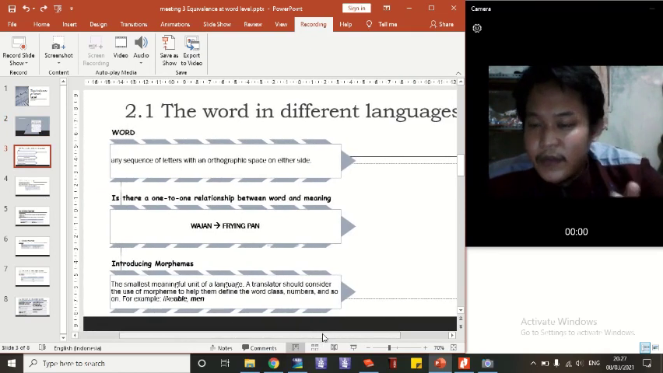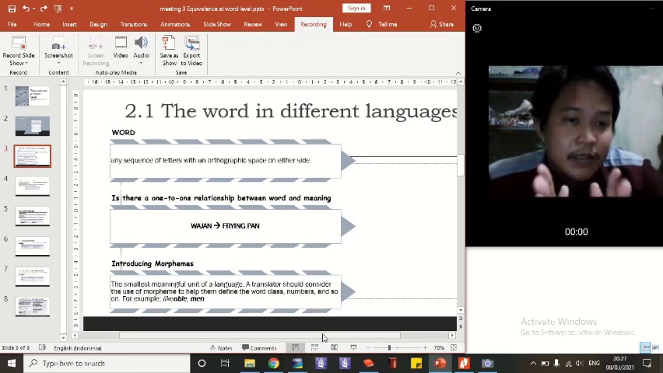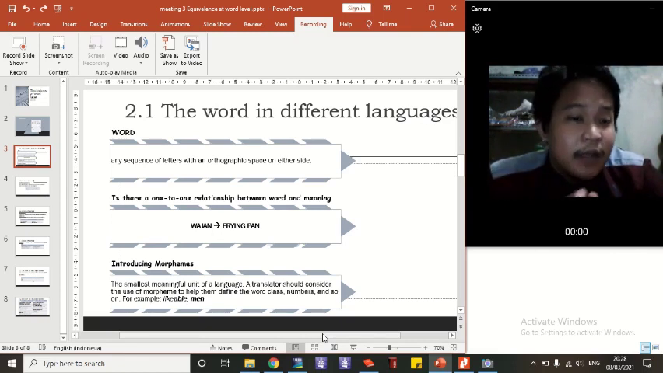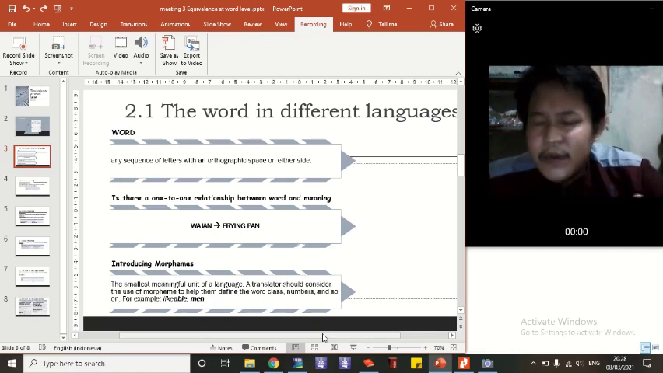There are three points. The first is word: any sequence of letters with an orthographic space on either side. So, Mona Baker defines word as any sequence of letters with an orthographic space on either side. What is meant by orthographic space on either side is that whenever you write any word, there must be a space. For example, "saya suka ikan." After "saya" there is a space, and before "ikan" there is a space, and after "ikan" there is a space. That's what is called space on either side. Orthographic means a letter written. So Mona Baker simplifies the definition.